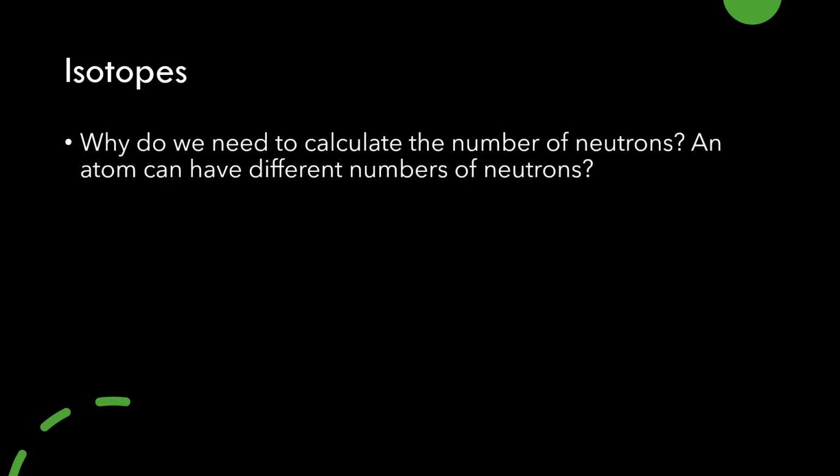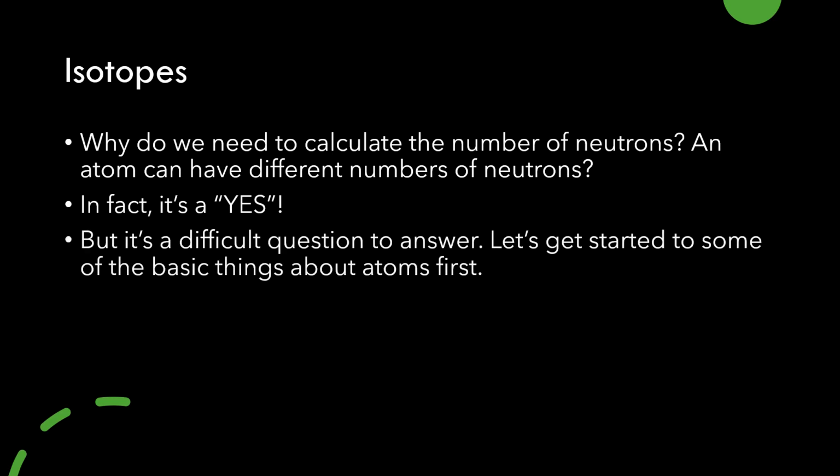So after all the exhaustive practice that we've done in calculating the number of neutrons, you might be asking, so an atom could have different numbers of neutrons? The answer is yes. However, before we talk about isotopes, let's recap on the basic things about atoms first.